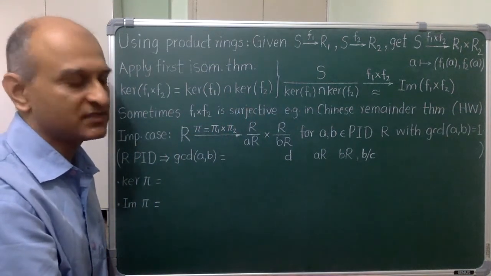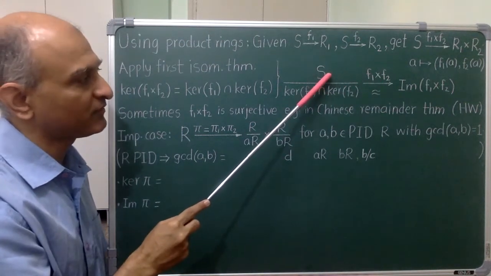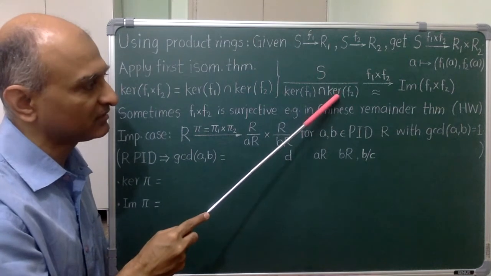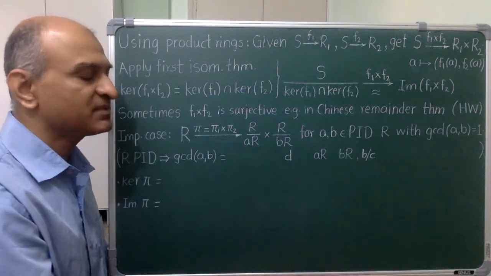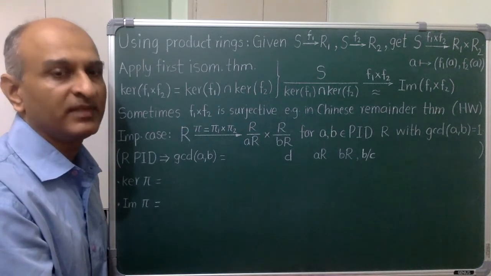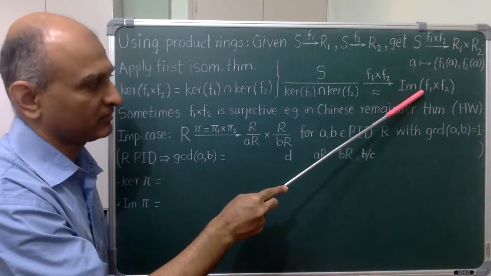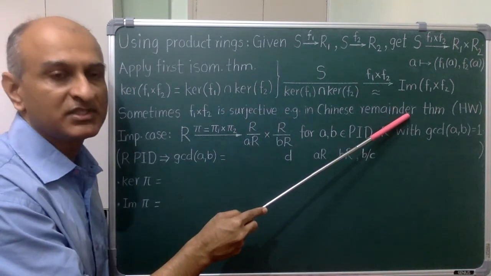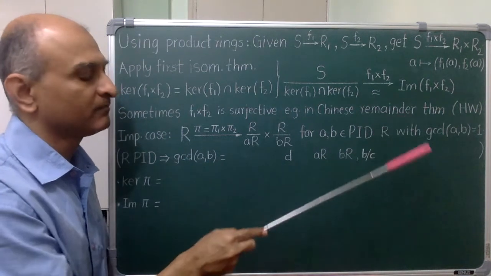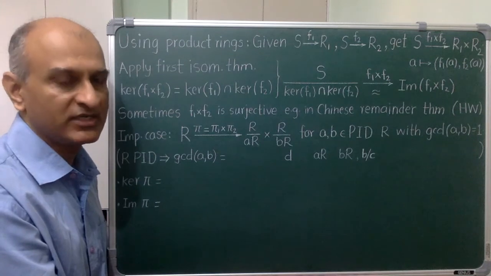By the isomorphism theorem, F1 cross F2 induces an isomorphism from S modulo this kernel onto the image of the product map. Sometimes the product map is surjective. In that case, the isomorphism is onto the entire product. For example, this happens in the Chinese remainder theorem, which is an important homework problem. Okay, but a particularly important special case you should do now itself.